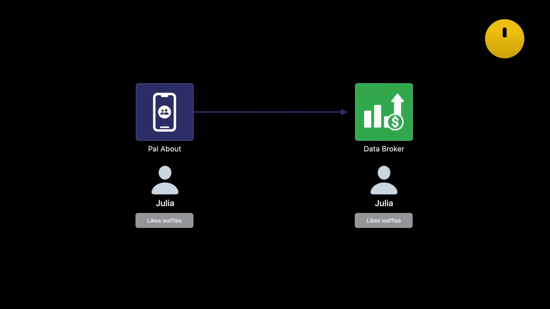Let's look at sharing data with a data broker in an example. Suppose the PalAbout app includes client code that sends my interest in waffles and an account identifier to a data broker. This scenario counts as tracking whether or not the data that is shared is linked with data from other companies for advertising or advertising measurement. Sharing of user data with a data broker requires permission to track.